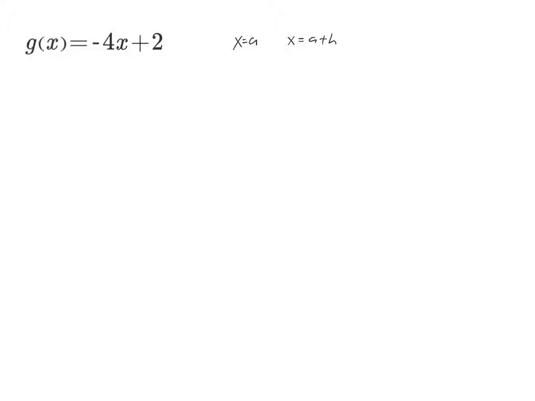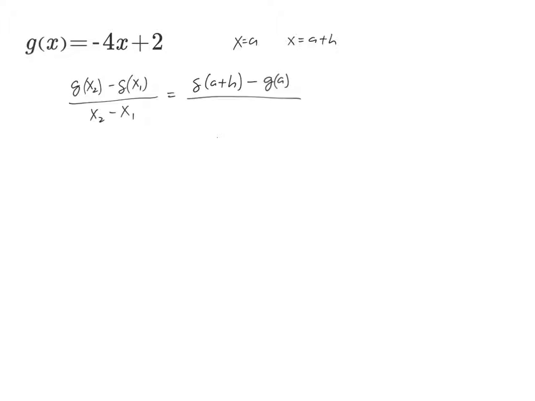Now we know that the average rate of change of this function is going to be g of my second point minus g of my first point, all over x2 minus x1. So in this case, we're going to get g of my second point, which is this one right here, a plus h, minus my first point, which is this guy right here. So that's going to be g of a.